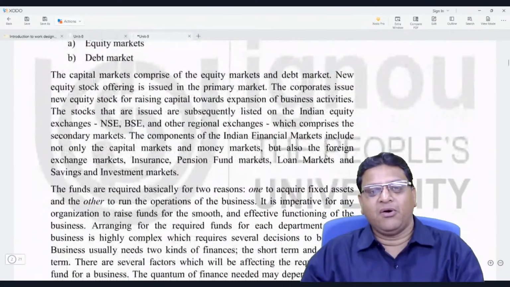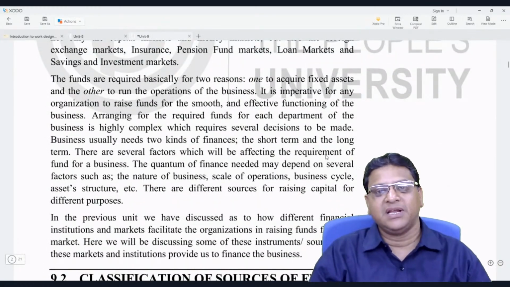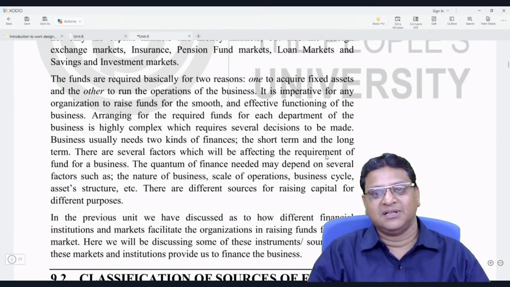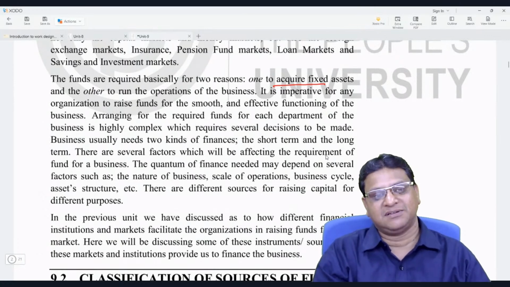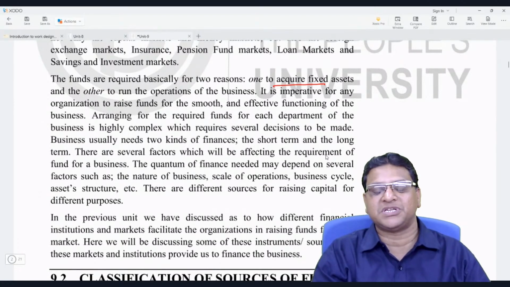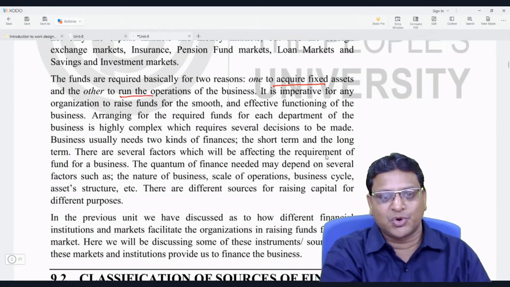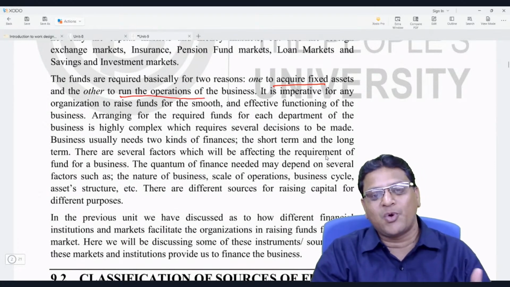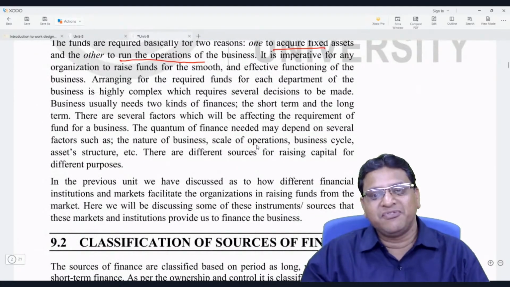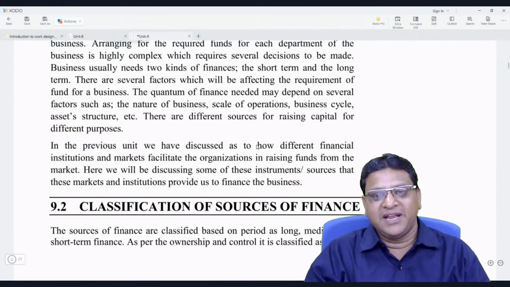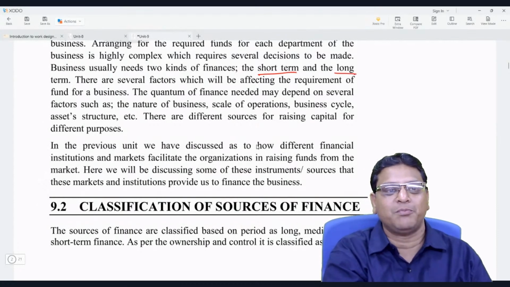Now please see, an organization requires finance for two purposes. First one is to establish the business, that is to acquire fixed assets or permanent assets of the business. The second purpose is to run the operations of the business. Hence, the financial requirement of the organization differs. It can be finance required for short-term purpose and finance required for long-term purpose.